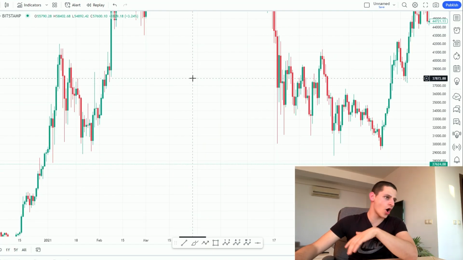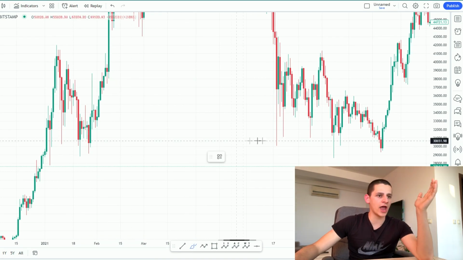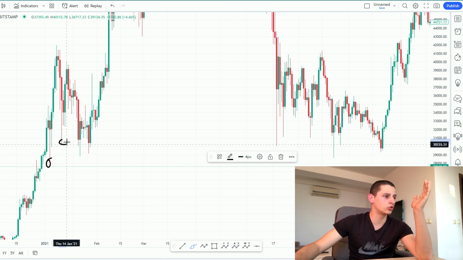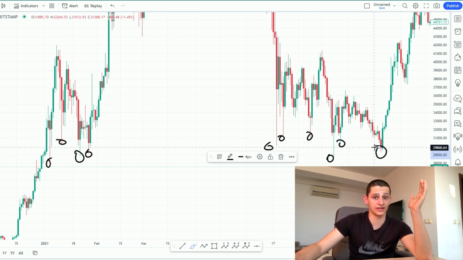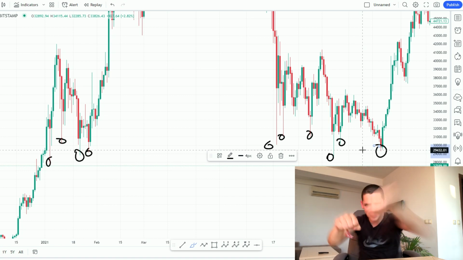Next is Bitcoin. Just look how many times this area right here has been tested. 1, 2, 3, 4, 5, 6, 7, 8, 9, 10. I count again: 10.